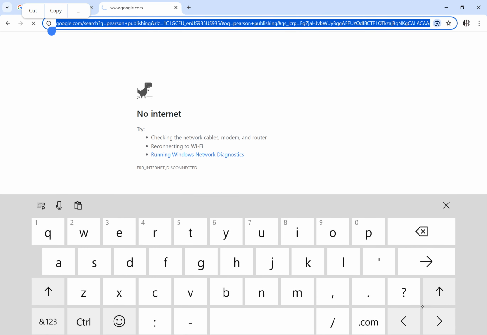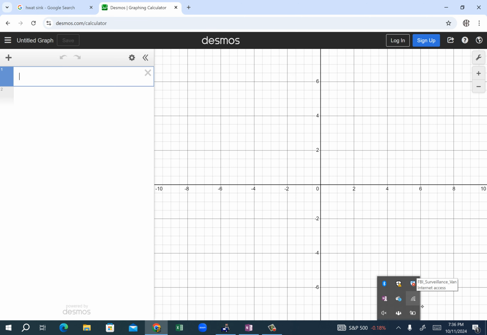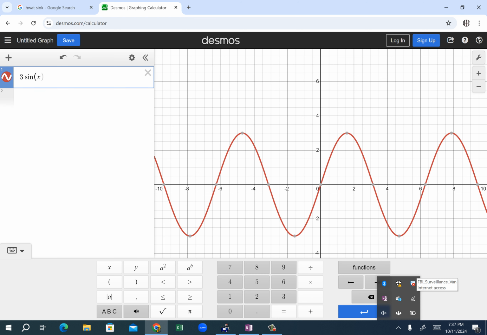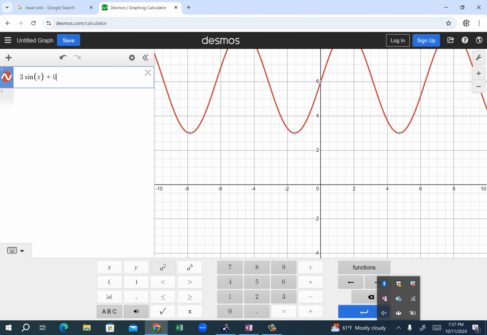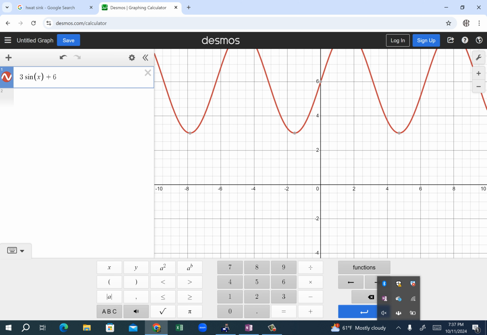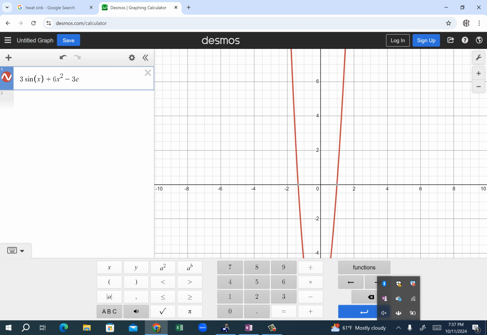So, if you go to desmos.com, type in 3 sine x plus 6x squared. Oops, not 6x. 6x squared. X squared, attaboy, minus 3 e to the x.